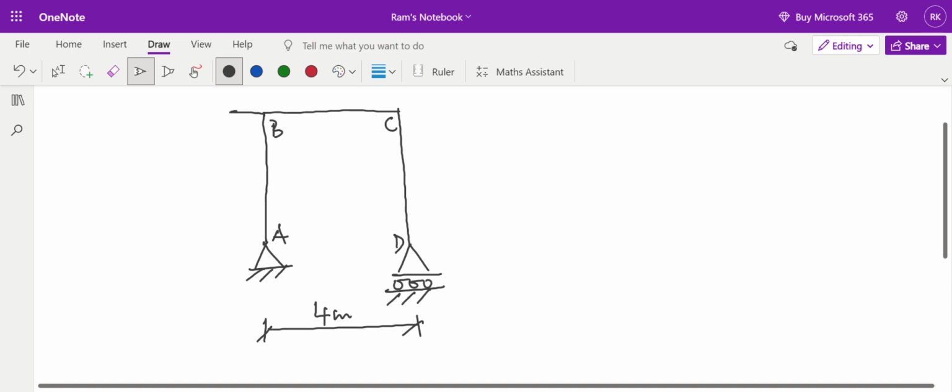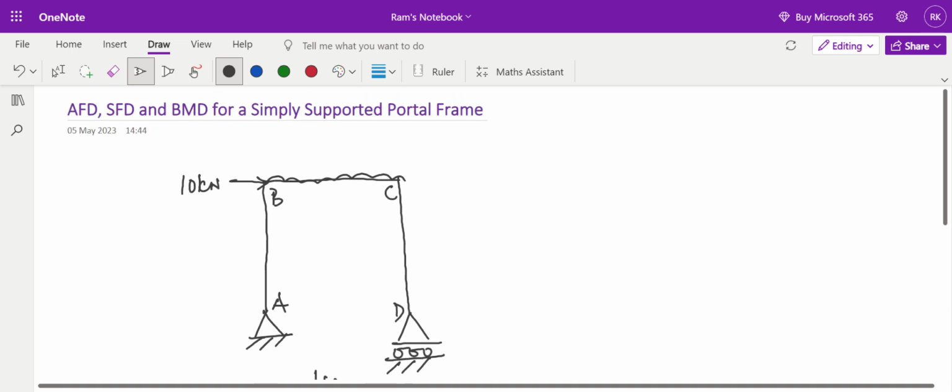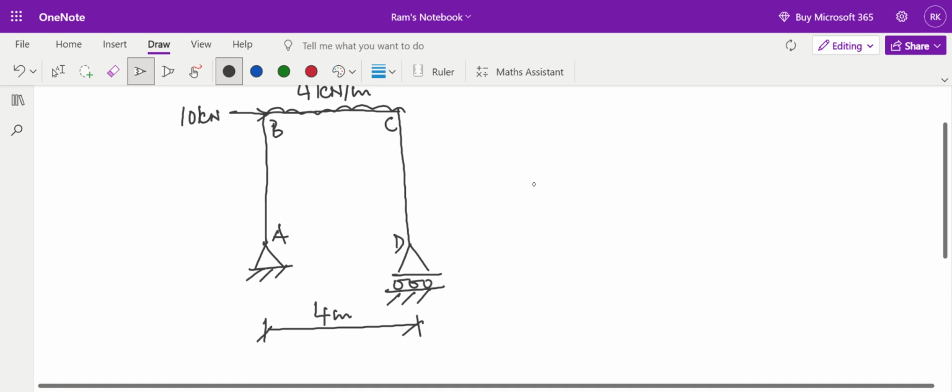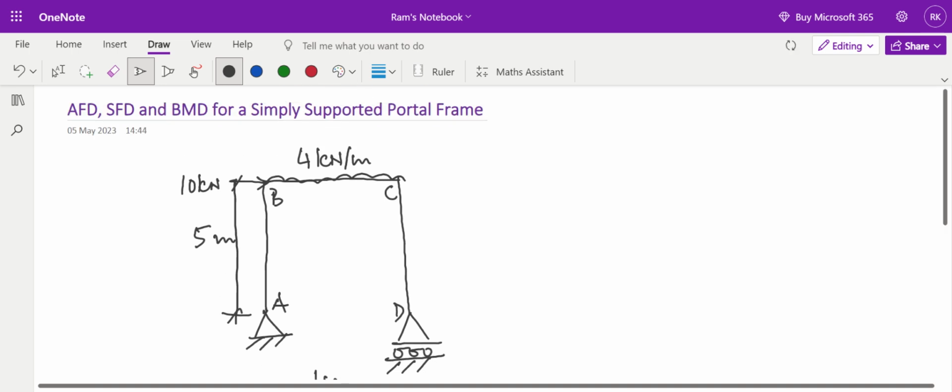Let us say there is a point load of 10 kilonewton, and there is a UDL, uniformly distributed load, of the intensity 4 kilonewton per meter. These are the two loads, and let us assume that the length AB and CD is 5 meters. So it is a simple portal frame, where we need to draw axial force diagram, shear force diagram and bending moment diagram. So the first step is determination of the support reactions.